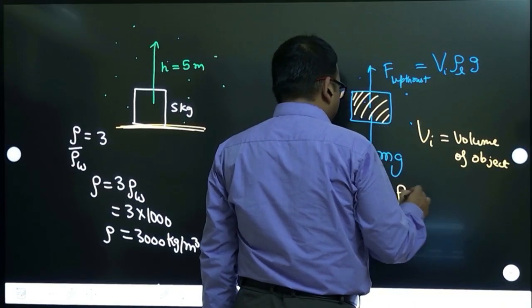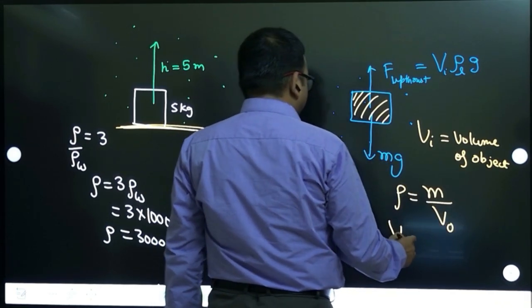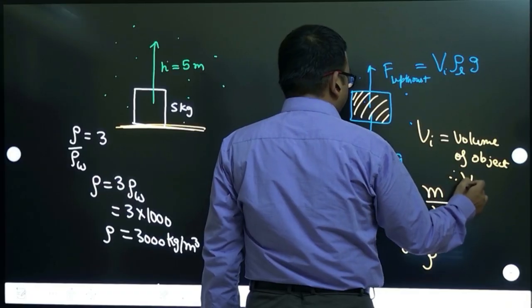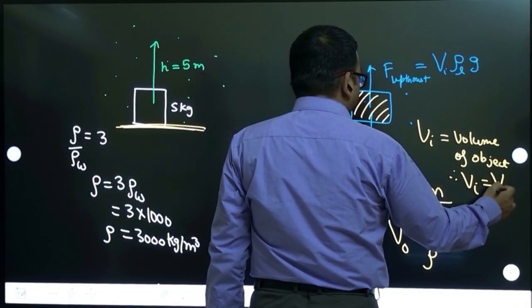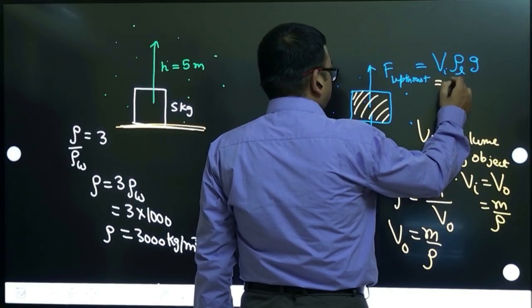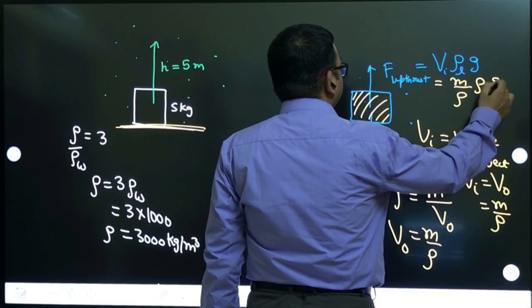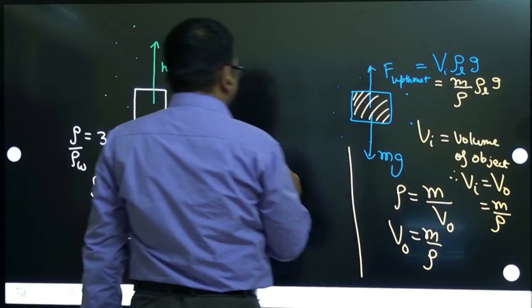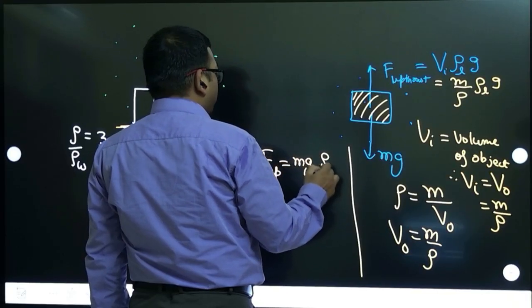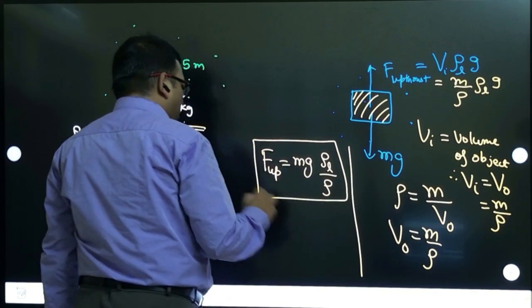We know density is equal to mass by volume, so the volume of the object can be written as mass by density of object. If you use this for the volume inside, it becomes mass by density of object, times density of liquid, times g. So the upthrust formula comes as mg times density of liquid by density of the object. Okay, this is the formula for upthrust.